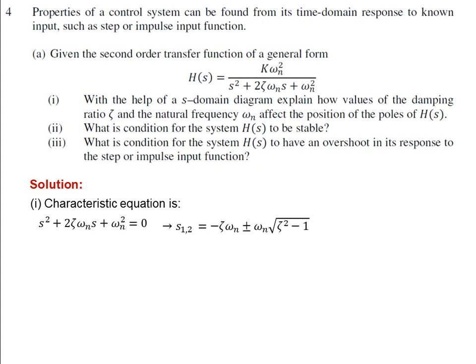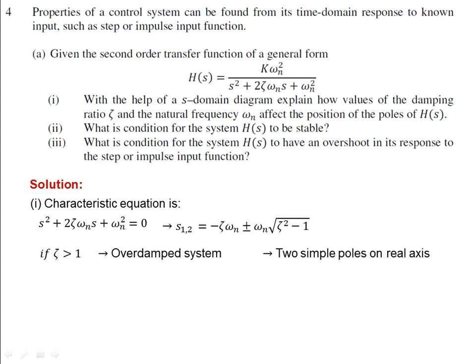Based on the value of zeta, we have different types of system. Let's first assume that damping ratio is bigger than 1. If the damping ratio is bigger than 1, such a system is known as an overdamped system. In an overdamped system, all the values we have here are real: minus zeta omega n is real, and since zeta squared is bigger than 1, we have real roots here. So we have two simple poles on the real axis.